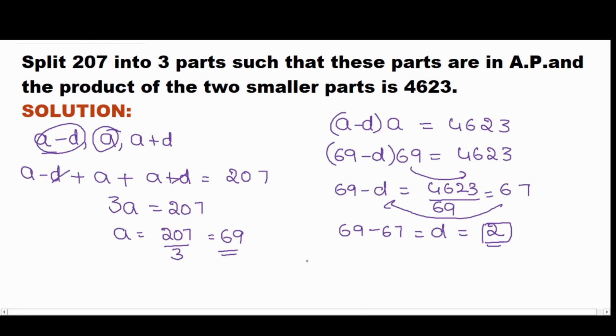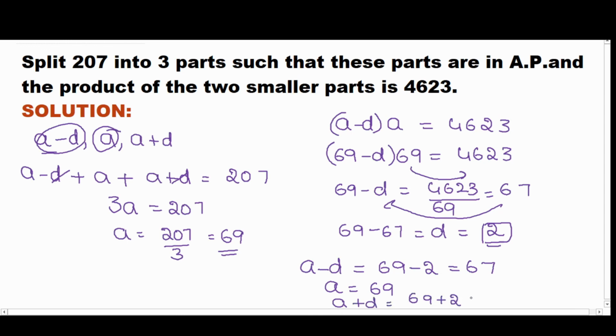Let me find the three numbers. The three numbers are a minus d. A value is 69, minus 2, I get 67. Next, I have a value as 69. Next is a plus d, that is 69 plus 2, I get 71. Therefore, the three terms will be 67, 69 and 71.